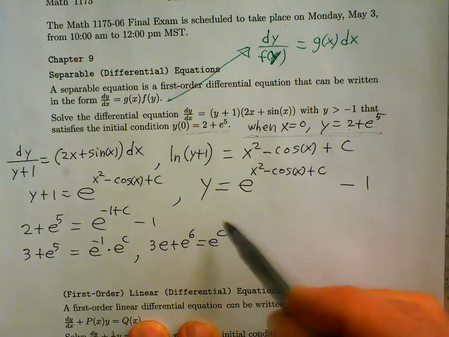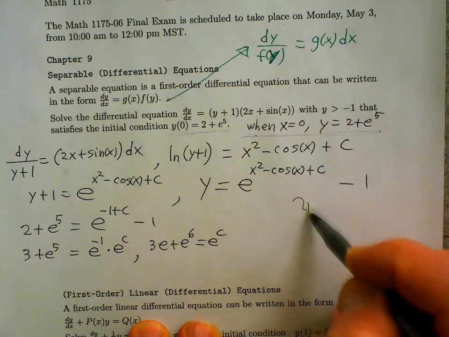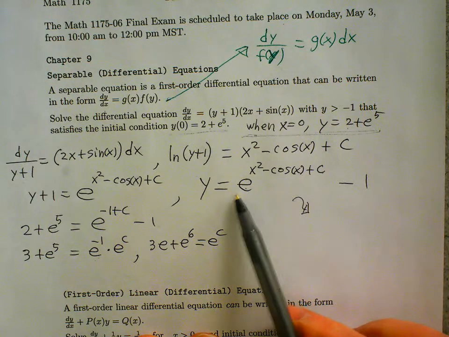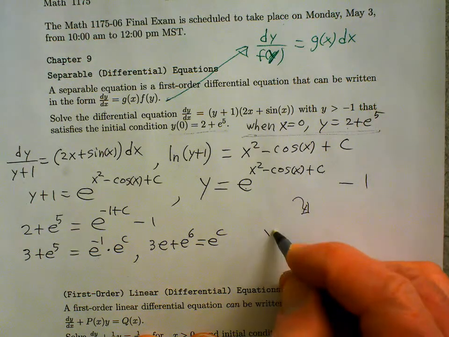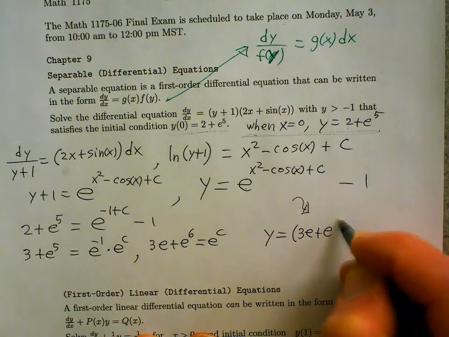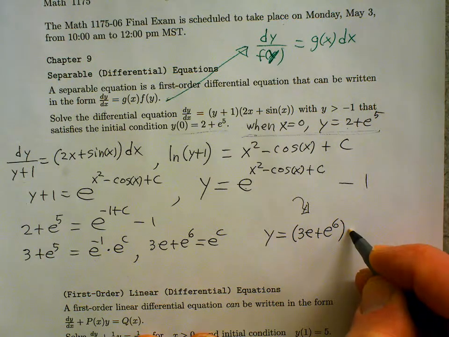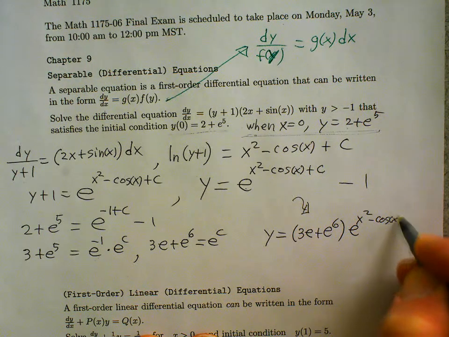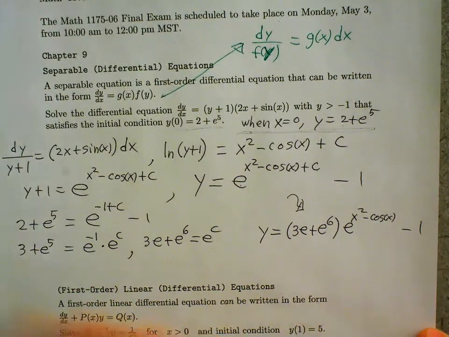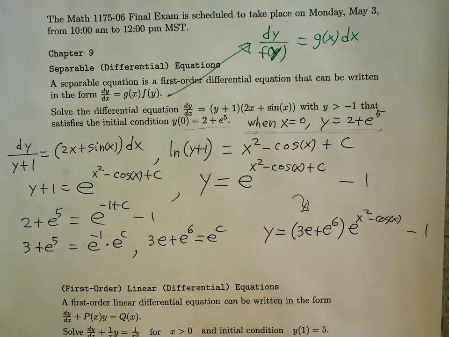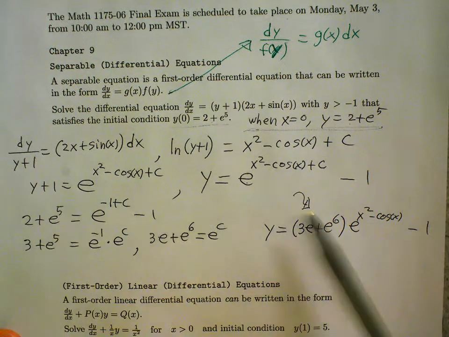So this is kind of goofy, but if we rewrote this, we could put e to the c out front, and so we can just write this as y equals 3e plus e to the 6th times e to the x squared minus cosine of x, and then minus 1. Okay, the one on the final won't be as weird as this one is.